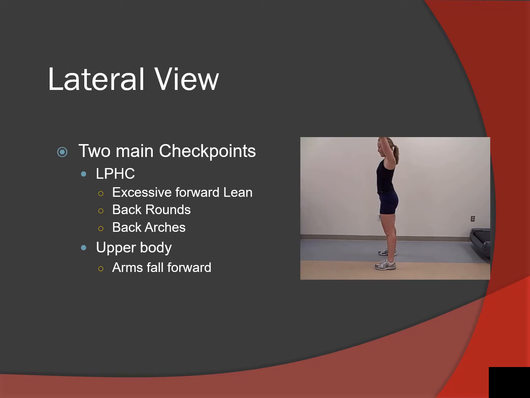All right, so now we're moving on to the lateral view. This is a video that's embedded here as well. You've got 2 main checkpoints that you're going to be looking at here, and the first one is the lumbopelvic hip complex. We're really going to be looking at, do we have an excessive forward lean? That's probably one of the major things I see specifically in the female patient. Does the back round, or get kyphotic? Do you get a back arching, which would be a lordotic? And what happens to the upper body? Do the arms fall forward? Those are all things that we're looking at.